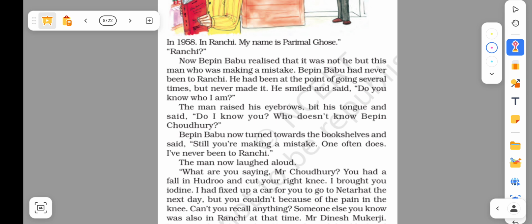So let's continue. So again, now Bipin Babu realized that it was... sorry, where were we? Then that man raised his eyebrows, means he was surprised, bit his tongue, and this is a very common characteristic in Bengalis, and said, "Do I know you? Who doesn't know Bipin Chaudhuri?" Means it was something like this in Hindi.